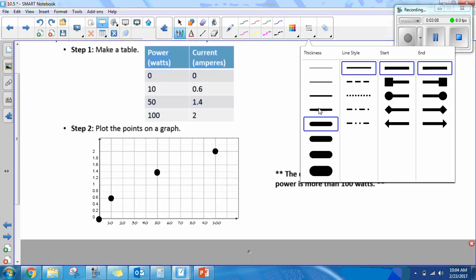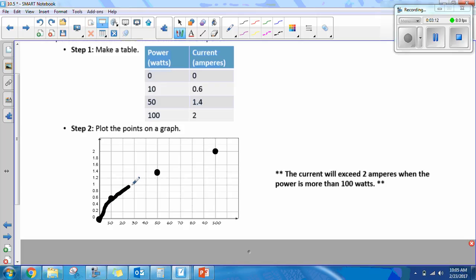Once you plot your points, you should connect the dots to draw your graph. And notice the shape of this is very similar to the parent function. It's just slightly different. So according to this, the current will exceed 2 amperes when the power is more than 100 watts.